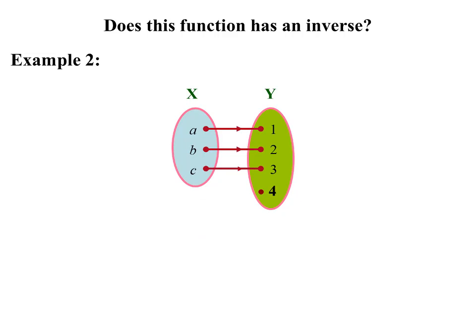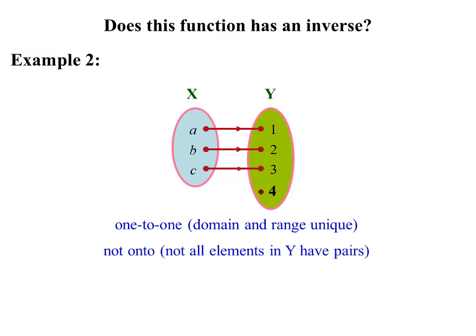Next we look at example 2. This is a one-to-one function because each element in the domain has only one range element. Because not all elements in set y have pairing, this is not an onto function. So for this function, it has no inverse.